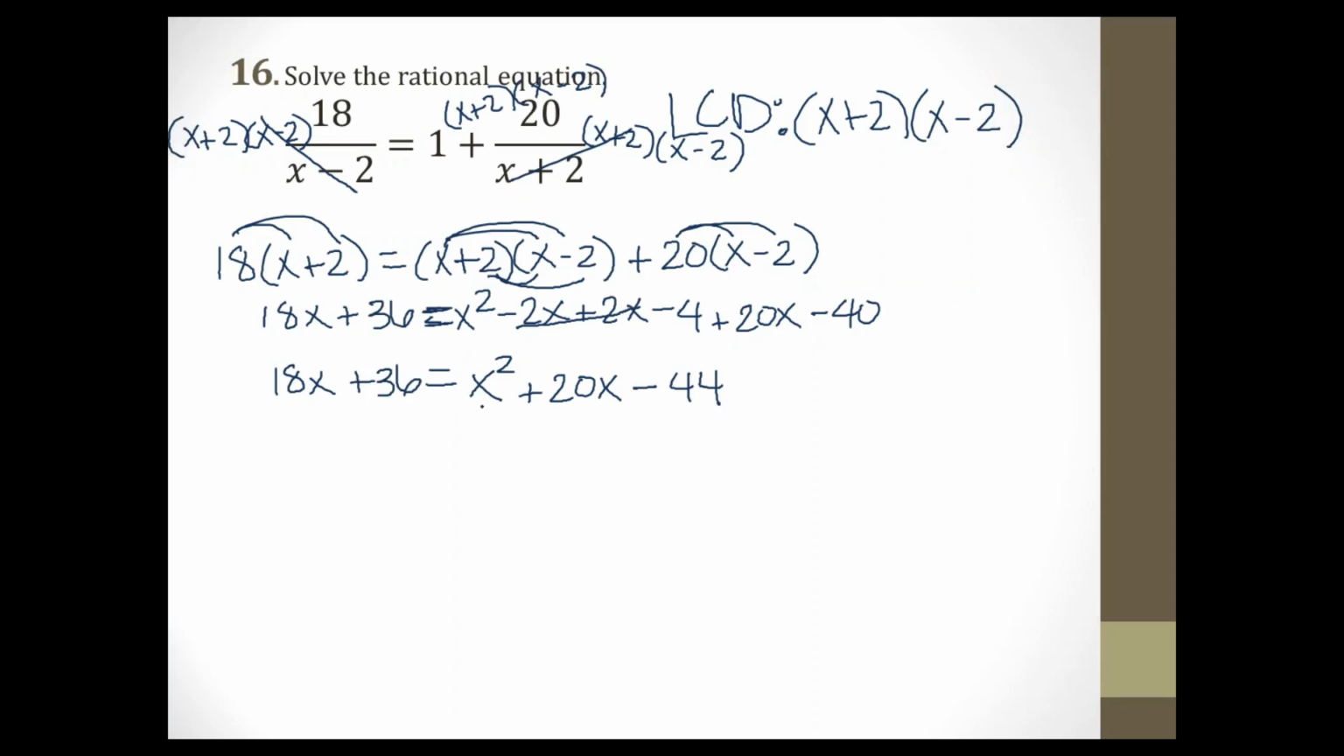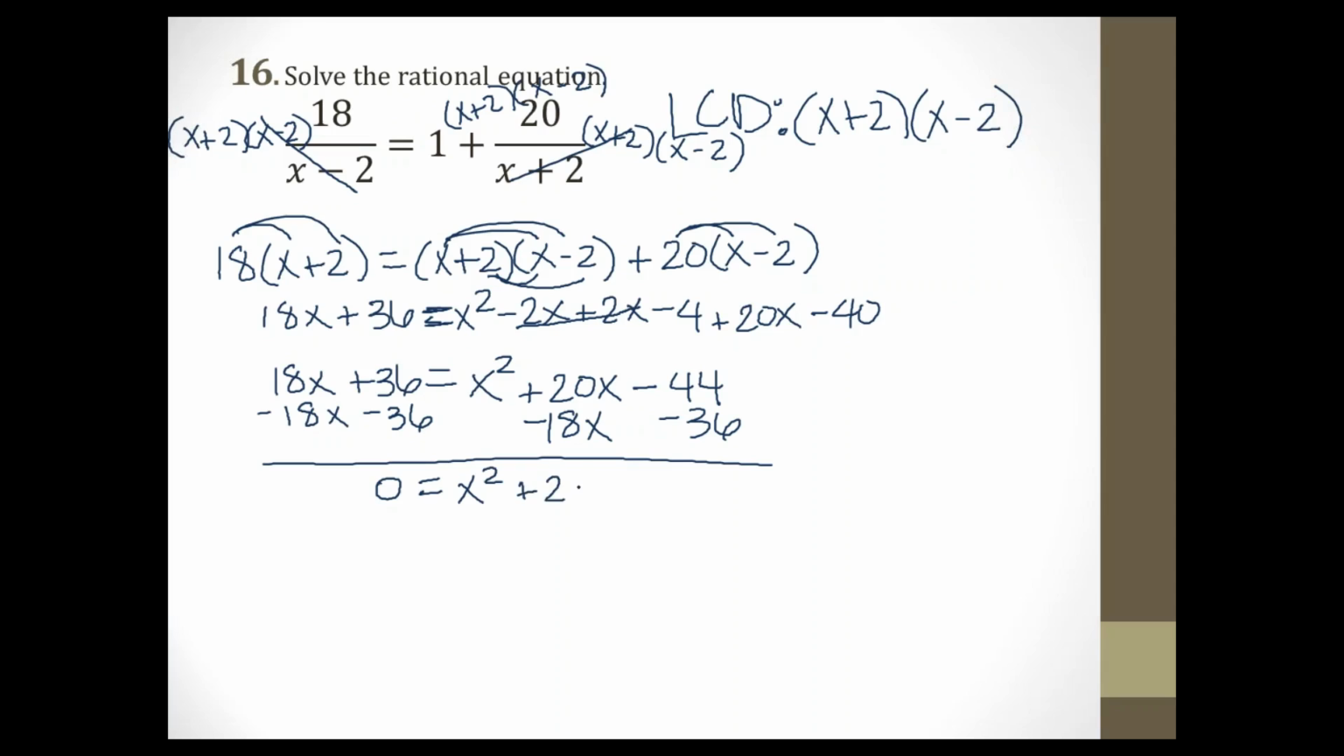So I want to solve this quadratic, so I need to set everything equal to 0. And so I'm going to subtract 18x and subtract 36. And I'm going to subtract it on the other side of the equal sign. Okay, so then I'm going to have 0 equals x squared plus 2x minus 80.